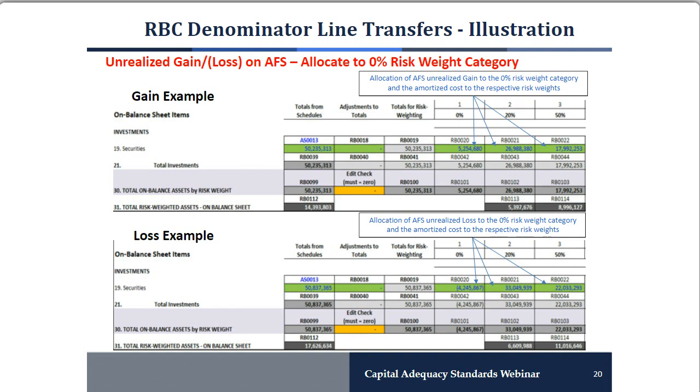The loss example shows a similar scenario, but with a $4 million loss rather than a gain. The treatment here is essentially the same. The amortized cost remains in the 20% and 50% risk categories, while the loss is slotted into the 0% risk category. Again, the totals columns remain unchanged.